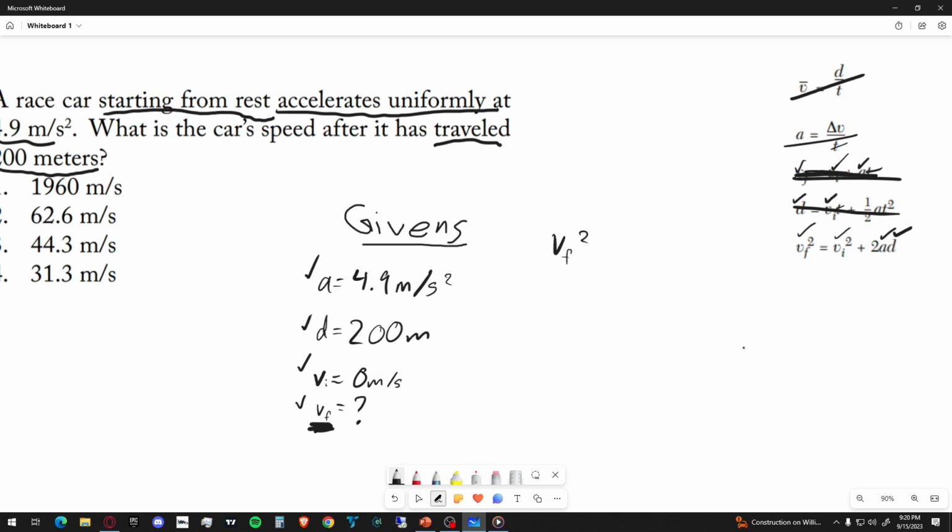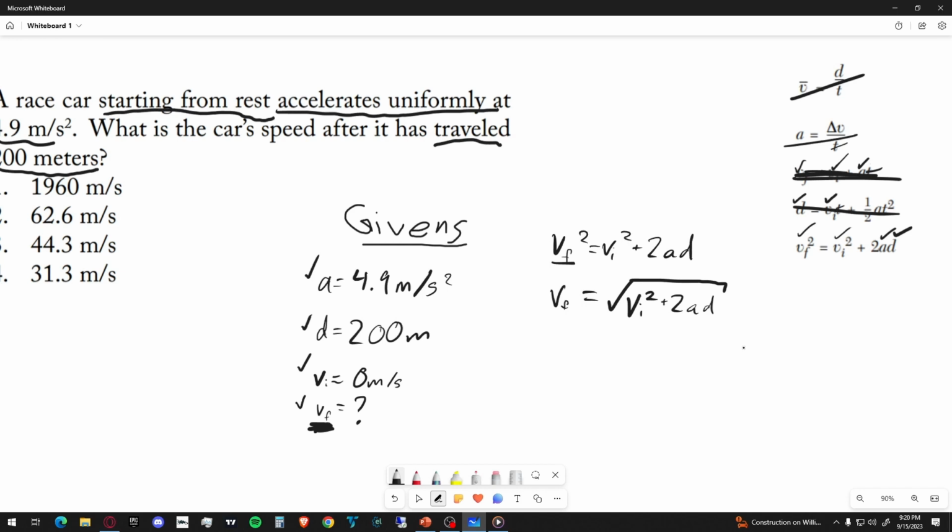Final velocity squared is equal to initial velocity squared plus 2AD. I need to isolate my final velocity. That means take the square root of both sides: final velocity equals the square root of initial velocity squared plus 2AD.